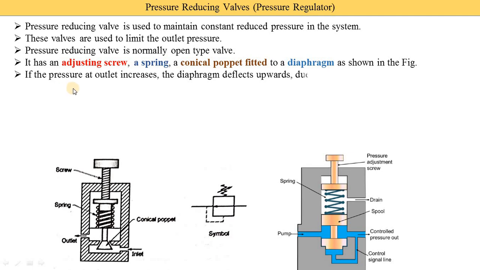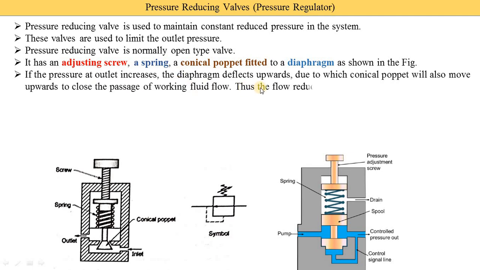Now if the pressure at the outlet is increased, the diaphragm deflects upwards, due to which the conical poppet will also move upwards to close the passage of working fluid. Means this conical poppet closes this passage when it moves in the upward direction. Here you see in the image, this side of the cone has the higher diameter and this side has the lower diameter. So when this poppet valve moves upward and the passage is closed, the oil is not supplied to the outlet, means it is not supplied to the further system.